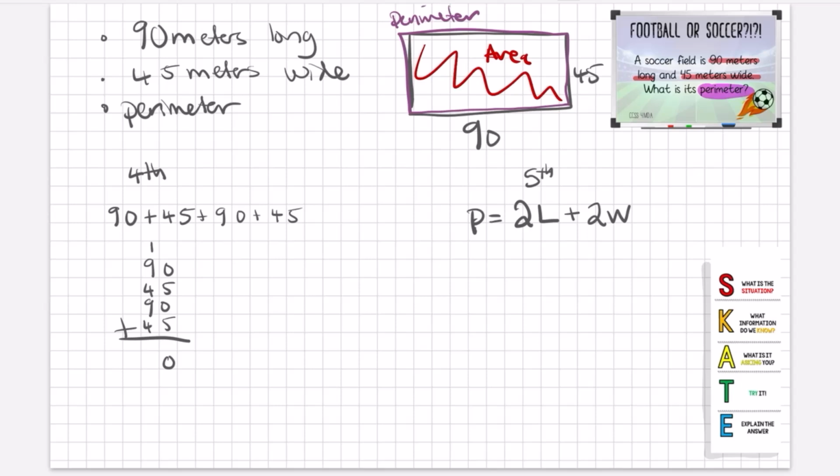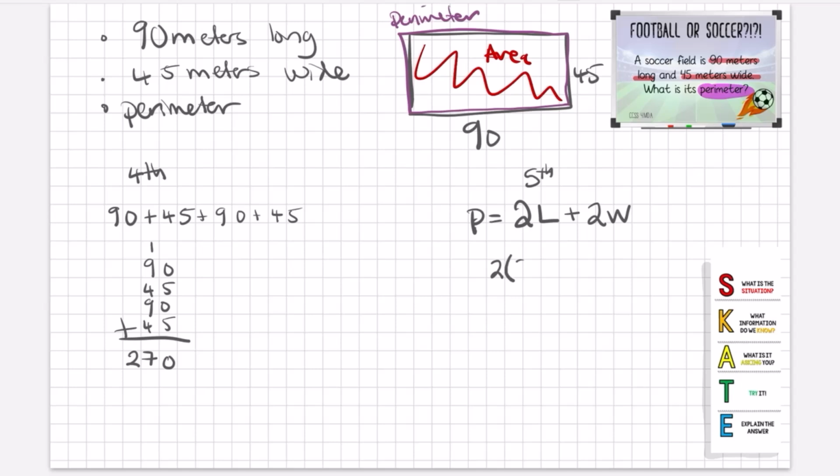My 2 9s together give us 18. The 2 4s together give us 8. And then we have one more. So 18 plus 8 plus 1. And that's 27. And since those are tens, 27 tens means 270.